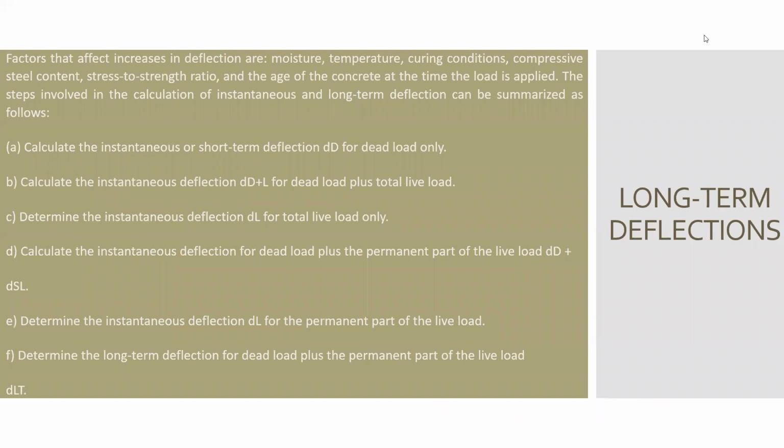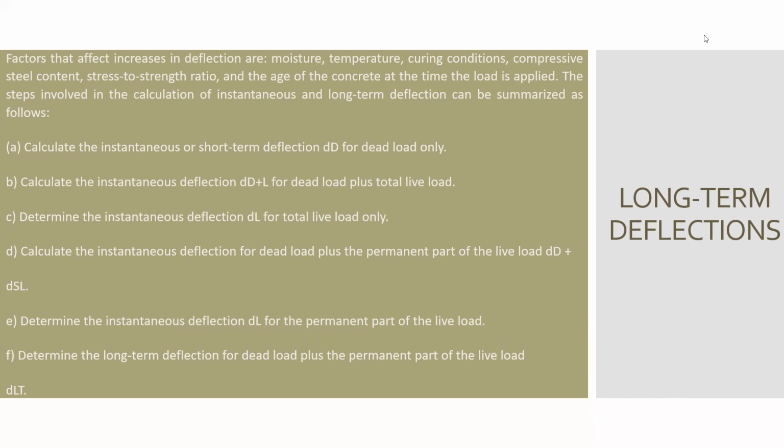Long-term deflection. Factors that affect the increase in deflection are moisture, temperature, curing condition, compressive steel content, stress-to-strength ratio, and the age of the concrete at the time the load is applied. The steps involved in the calculation of instantaneous and long-term deflection can be summarized as follows.